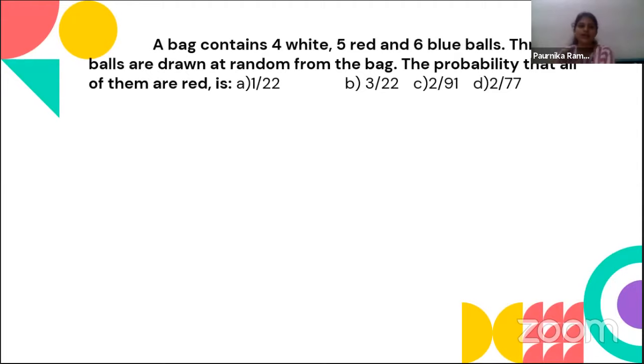All right. The question statement says, a bag contains 4 white, 5 red, and 6 blue balls. 3 balls are drawn at random from the bag. The probability that all of them are red is.